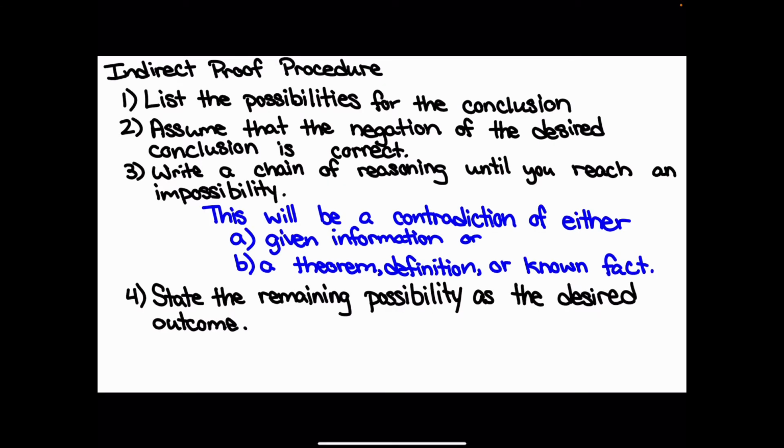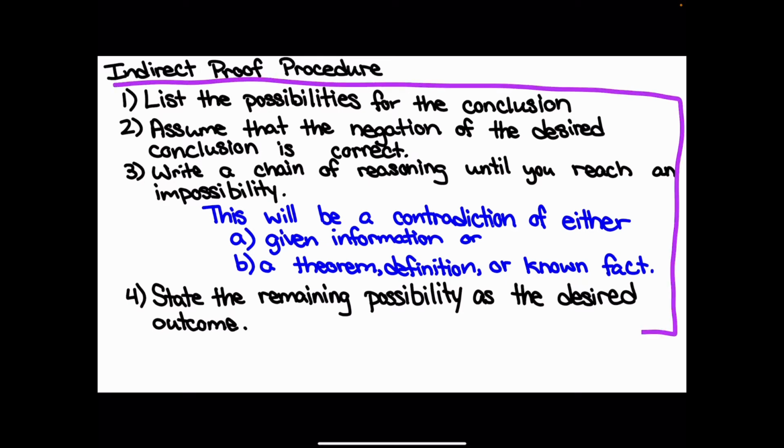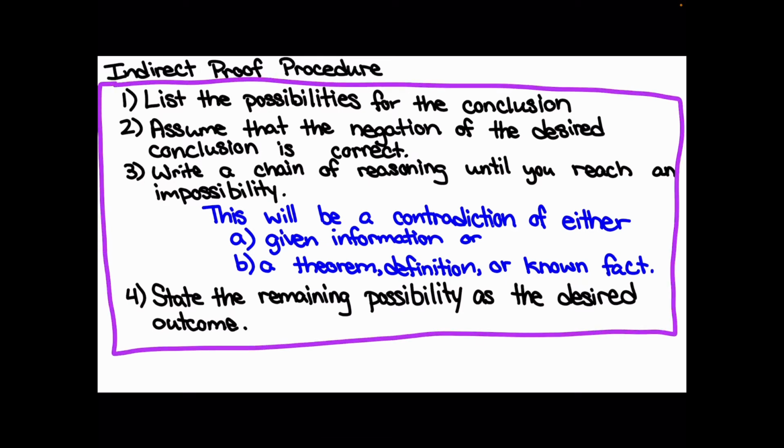Here is our indirect proof procedure, and it's very important that we know all of these because we're going to be using them constantly. The first step is to list the possibilities for the conclusion. Either the conclusion is what we're trying to prove or it is not. So the conclusion can either be true or false. There are no other choices. We list either our conclusion is true or our conclusion is false.